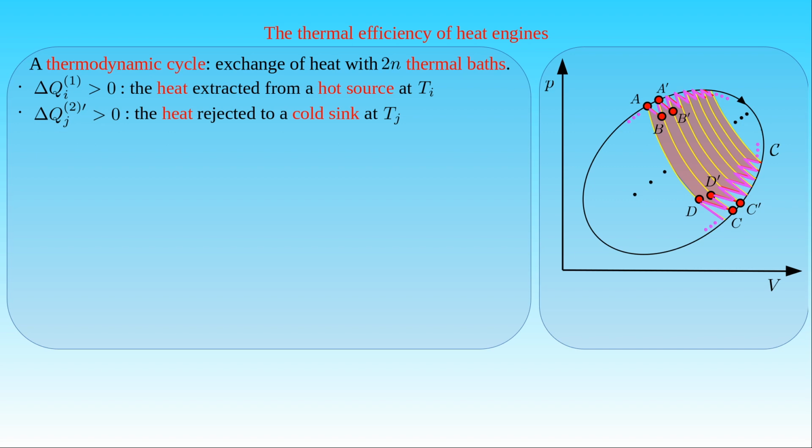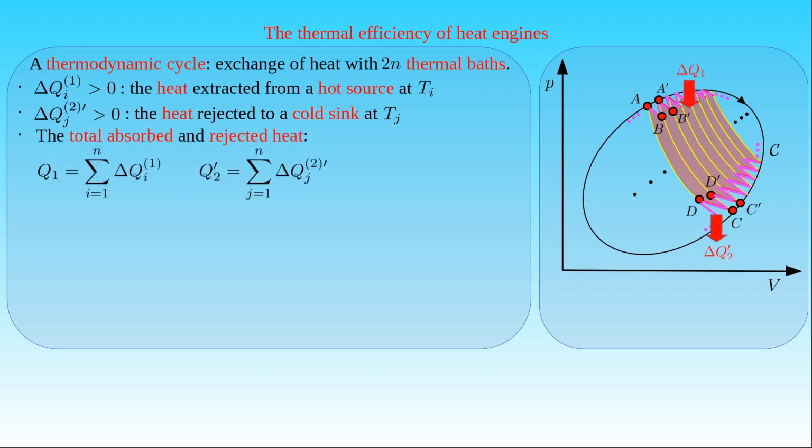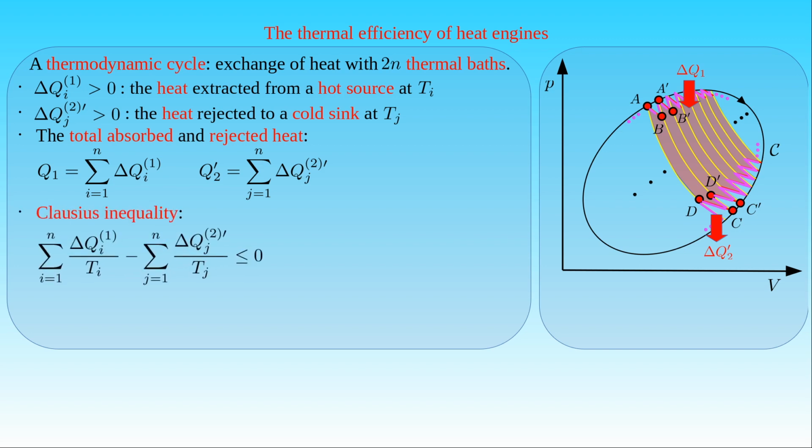By definition, both δQ^1_i and δQ'^2_j are positive quantities, and their sums give the total heat Q1 absorbed from all the hot sources and the total heat Q'2 discarded to all the cold sinks respectively. Then the Clausius inequality can be written as the sum of δQ^1_i divided by Ti from i equal to 1 to n, minus the sum of δQ'^2_j divided by Tj from j equal to 1 to n, is less than or equal to 0.